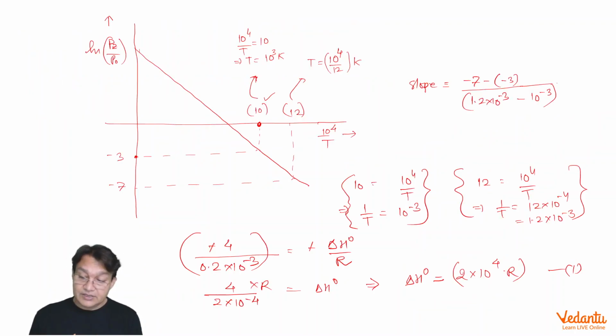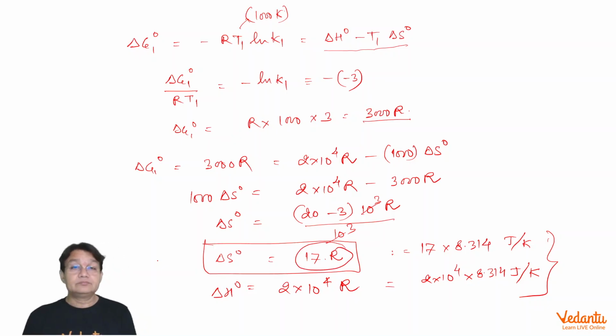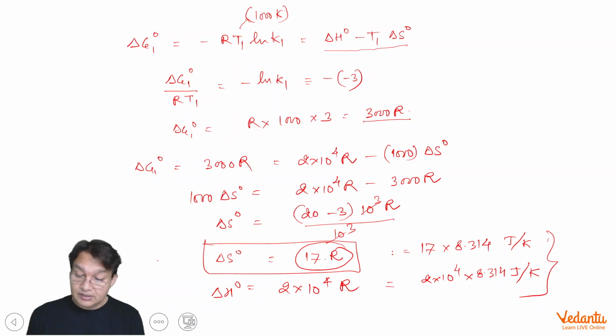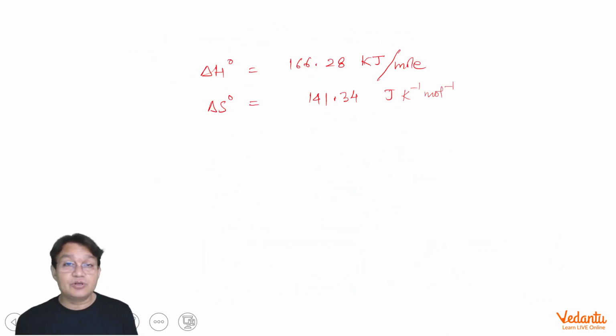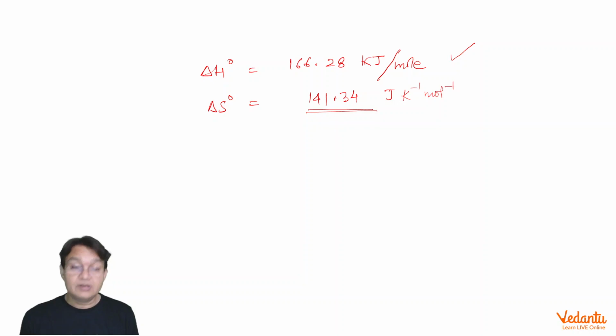So ΔG naught is 3000R, and now we put it in this equation to get the value of ΔS naught. By simple rearrangement, we get ΔS naught is equal to 17R. Now we have to put the value of R, which is given as 8.314, and round it off to 2 decimal places. If you do it, you get 166.28, which will be the answer for ΔH naught, and 141.34, which will be the answer for ΔS naught.